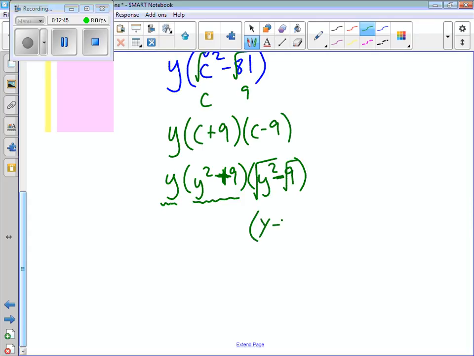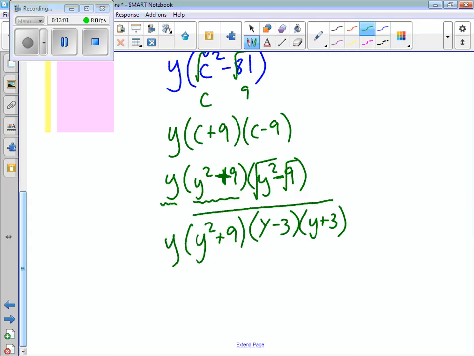Don't ask me why I just wrote two different y's. You should know me by now. So now everything's all factored, nothing can be factored further or broken down. So we undid the problem, unsimplified it, really got the factors.